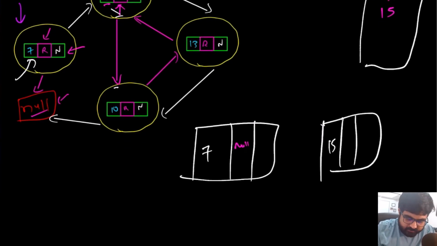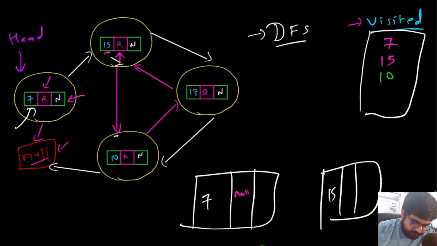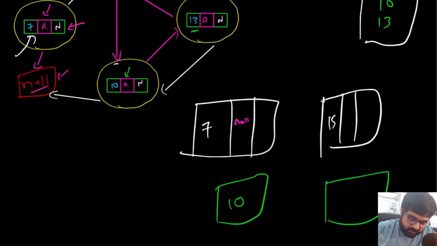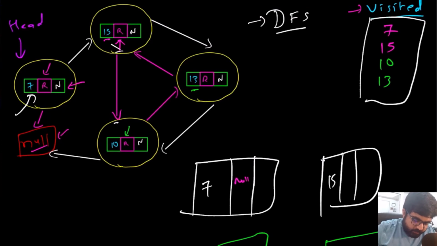10 has not been visited. We will add an entry 10 over here, and we will also create a new node for 10. In this case, 10's random pointer is pointing towards 13. 13 has not been visited, so we will go over the 13 node and create a new entry called 13 over here. Awesome. Now we have all 4 of our nodes set up, and we have also iterated towards the random pointers.